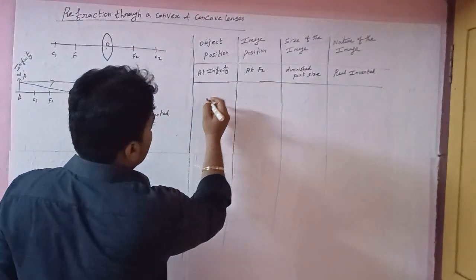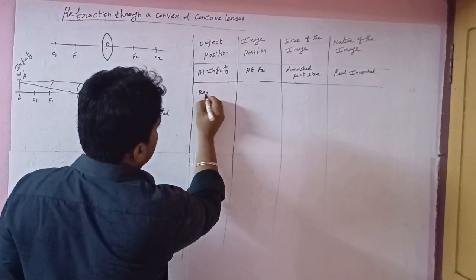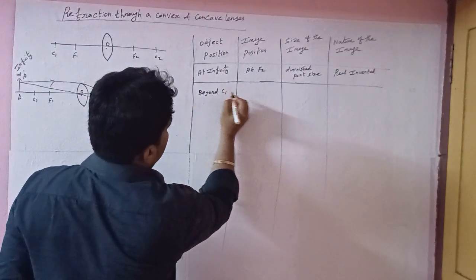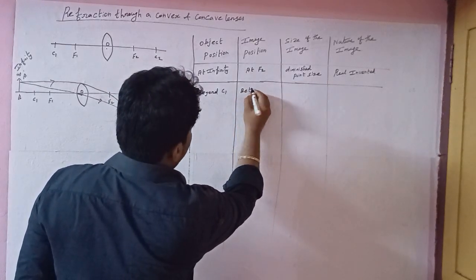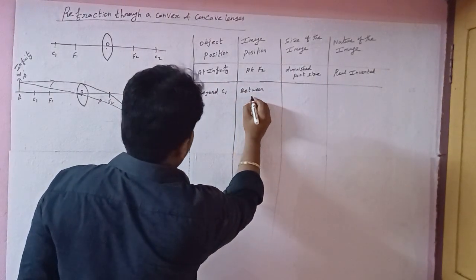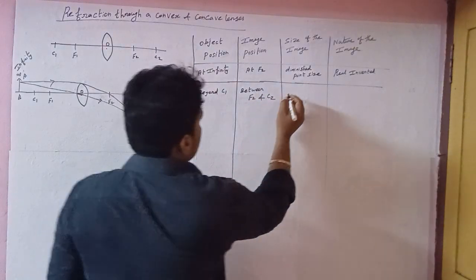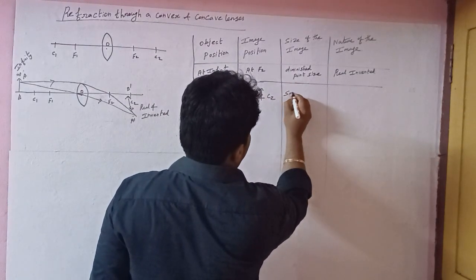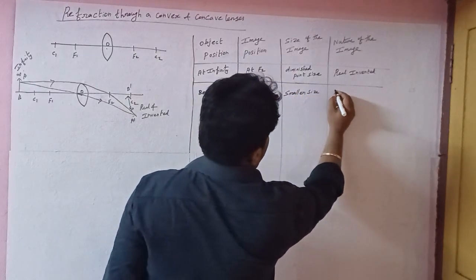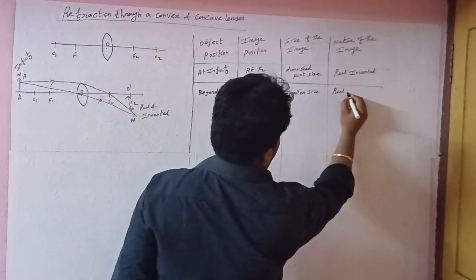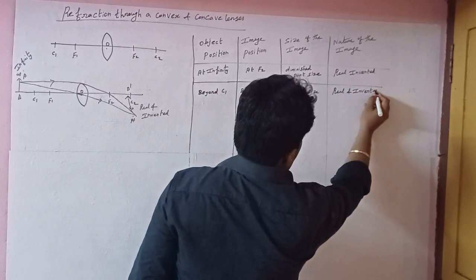Next you have to write the second condition, and the object position at beyond C1. So we will get the image between F2 and C2. The size of the image is a smaller size. The nature of the image is real and inverted.